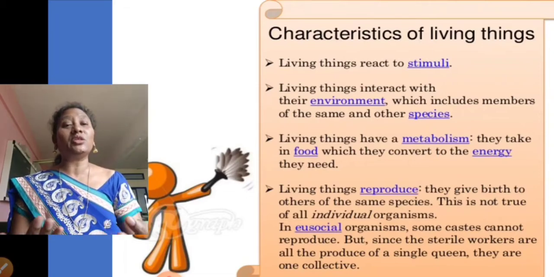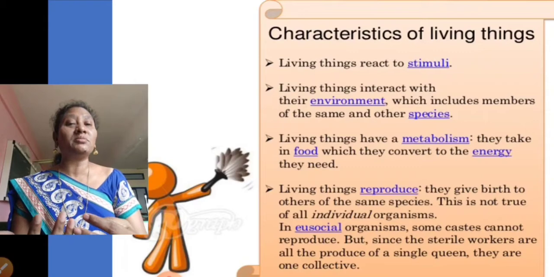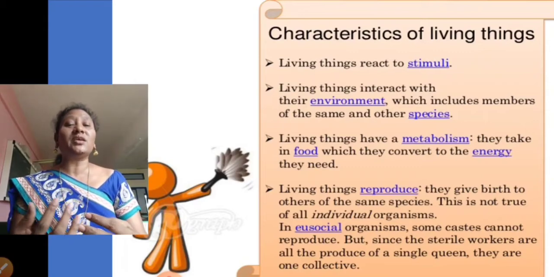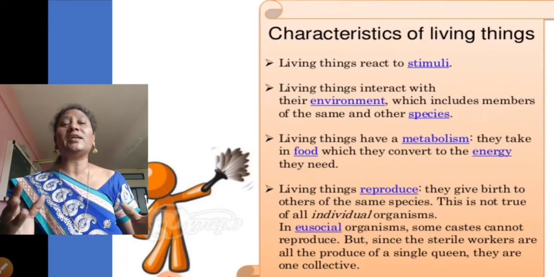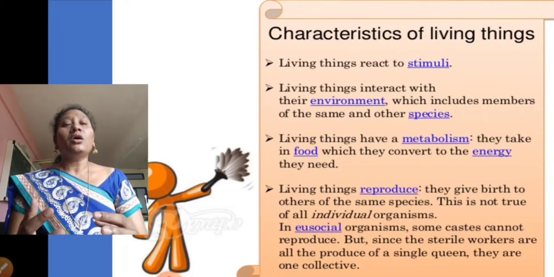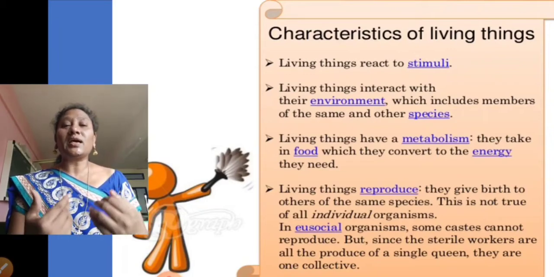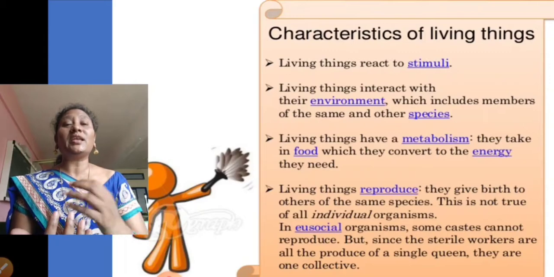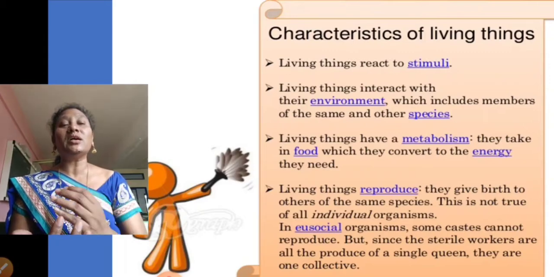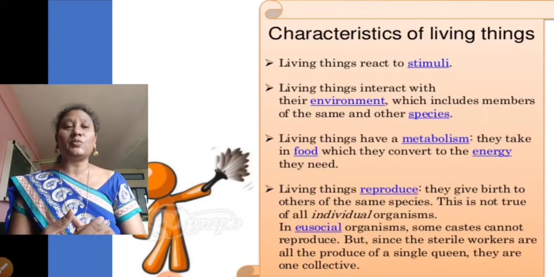We have an interaction with the birds, we have an interaction with the animals, we have an interaction with the snakes, we have an interaction with the different kinds of animals. So we don't interact only with ourselves. Living things always interact from one species to another species. That is also one of the characteristics of living things.